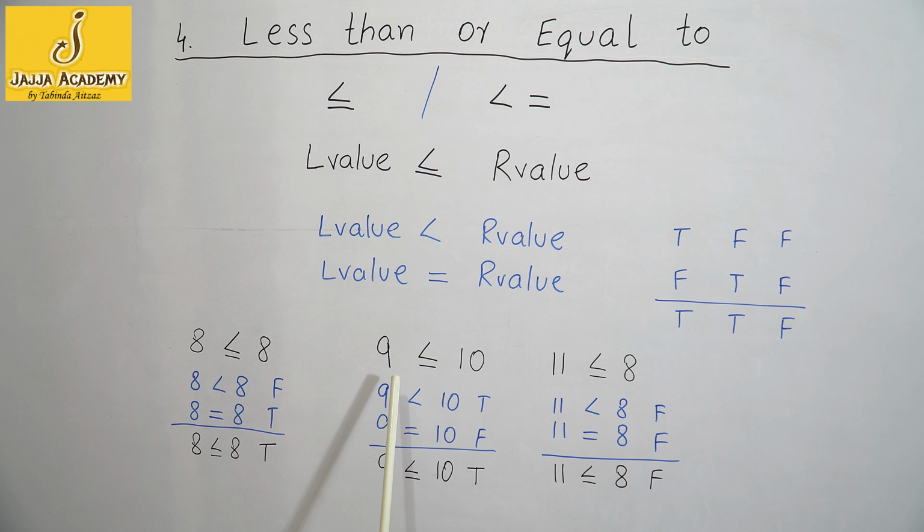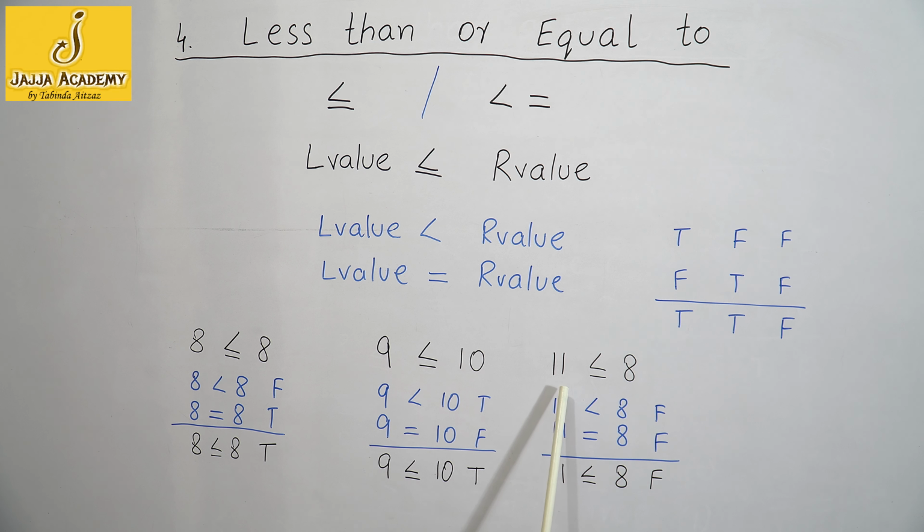In the next example, 9 is less than or equal to 10. 9 is less than 10. The second condition will be 9 is equal to 10. As 9 is less than 10 is true, but 9 is not equal to 10, so it will produce false. As one of these conditions is true, the answer will be true. 9 less than or equal to 10 will be true.